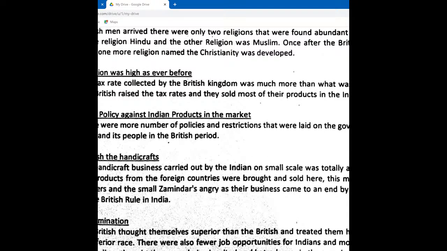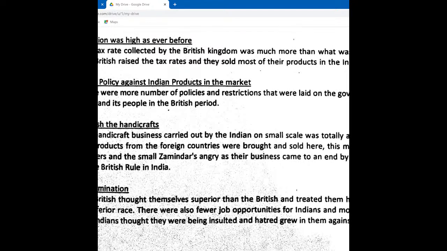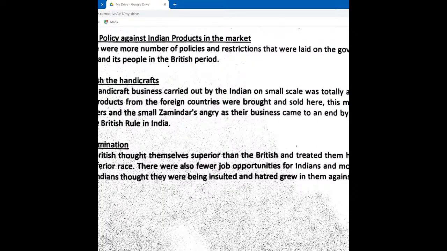For example, taxation was high as before. Now this is a failure. You cannot term this as a success because the Indians felt threatened. The tax rate collected by the British Kingdom was much more than what was to be paid. The British raised the tax rates and sold most of their products in the Indian market. Tariff policy against Indian products in the markets: yes, they imposed heavy taxation on Indian products as well. Abolished the handicrafts. They didn't allow the sale and purchase of locally produced goods in the cottage industries.